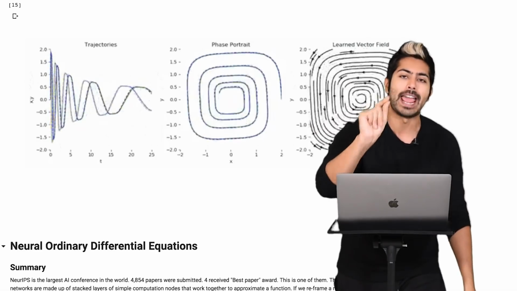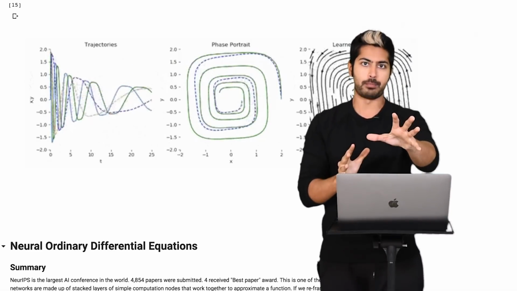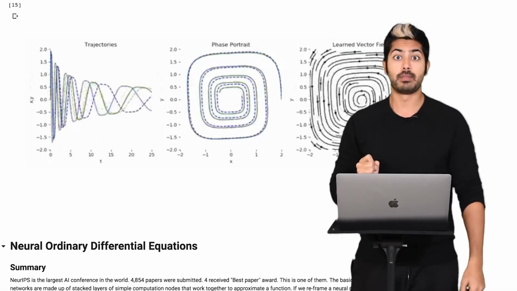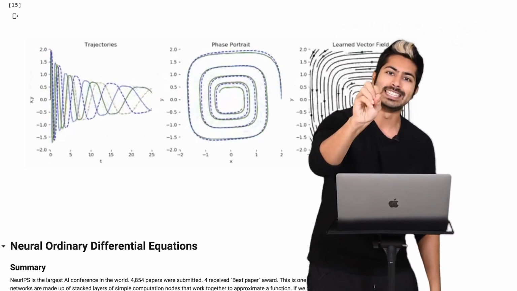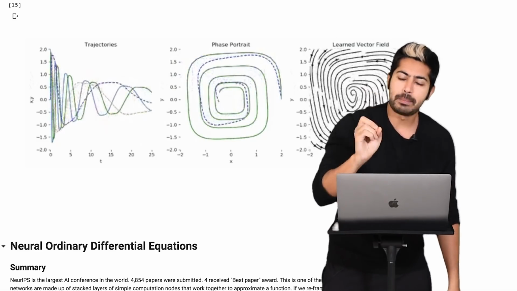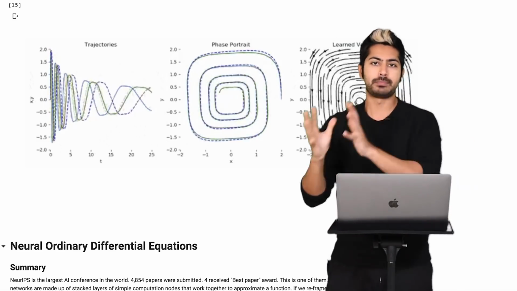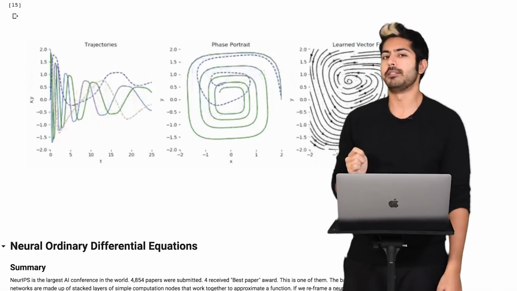Over 4,854 research papers were submitted to NeurIPS. That's a lot of research papers. And this paper that I'm about to explain to you in detail right now won best paper. It was one of four that won the best paper out of over 4,854 research papers.